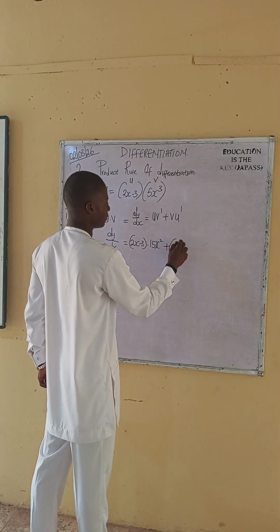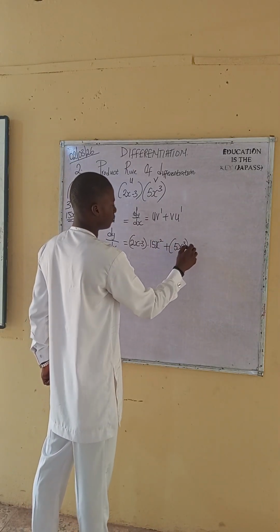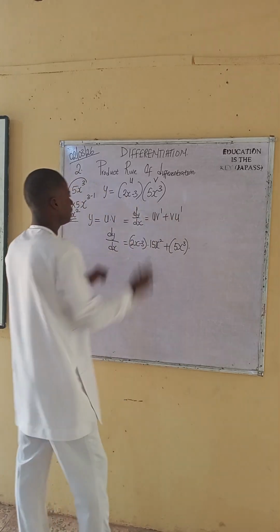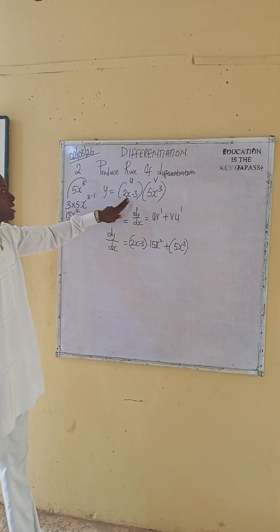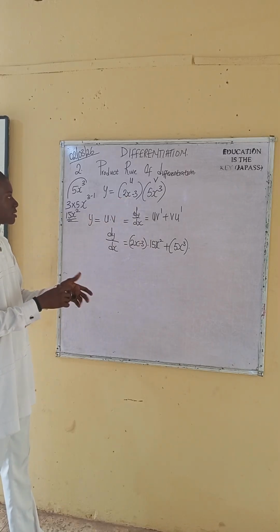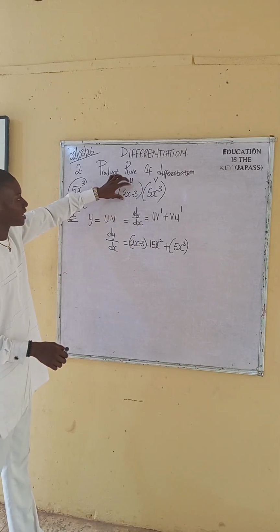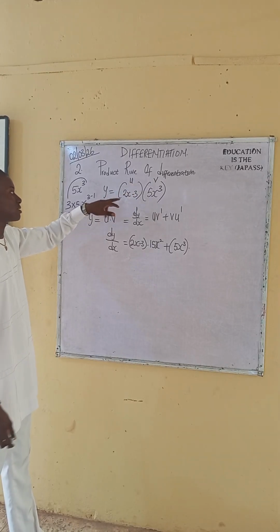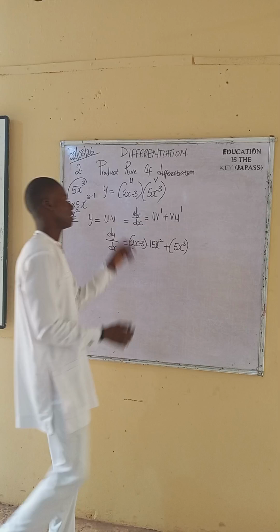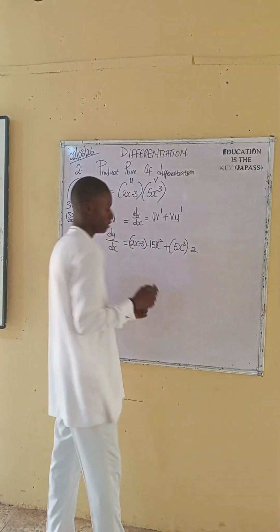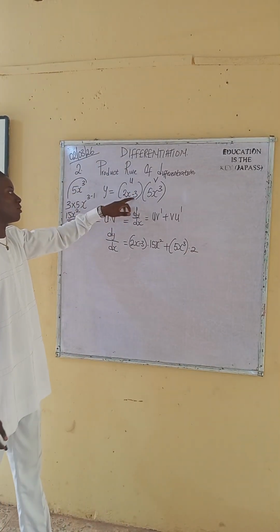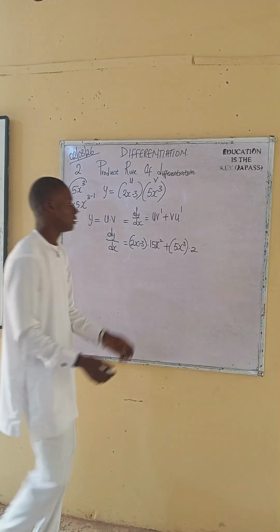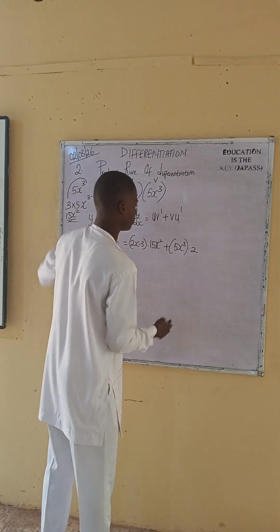Plus now v, bring down v, don't touch it. Keep it like that. So 5x raised to the power 3 multiplied by u prime. Differentiating the u, which is this: like I said, as long as it's a constant attached to a variable that has the power of only 1, the answer is the constant. So here I have 2. Recall that if you differentiate a constant on its own, the answer is 0. I explained it in the first method.